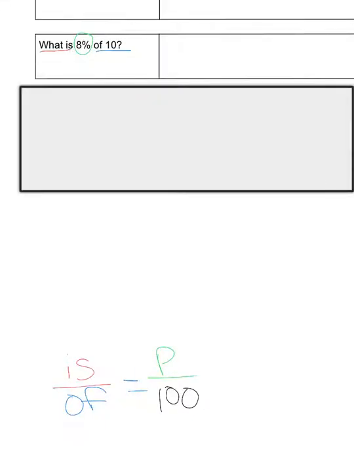Okay, so if we look here, it says, what is? We don't know our what, because it says, what is? So our is going to be an X. And then it says, what is 8%? We know our percent is 8, and again, that's always over 100. So what is 8% of 10? And my 10 is of. From here, we use cross products to solve.